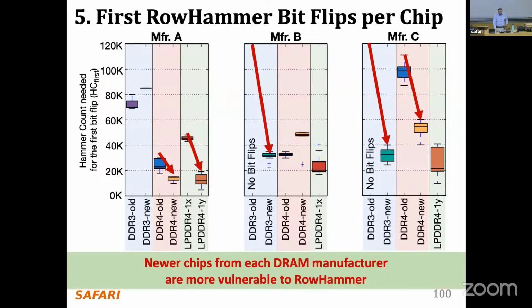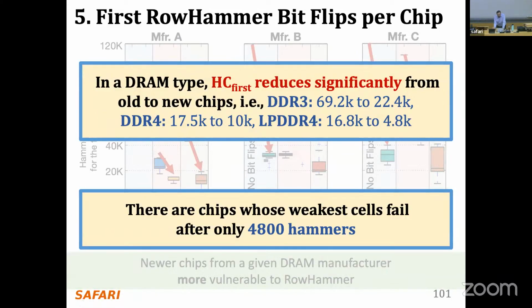And when you look at the chips from the same protocol, like DDR3, for example, I show here. For DDR4, if you look at old chips and new chips, you can see that there's a significant reduction in the minimum hammer count needed to induce the first bit flip. So it's much easier today to achieve these bit flips compared to 10 years ago.